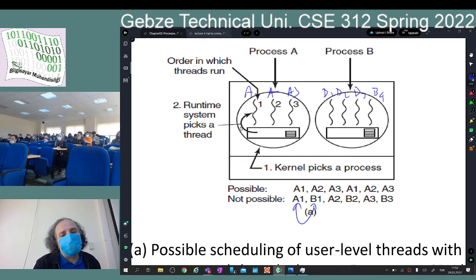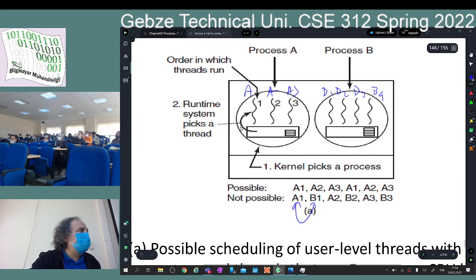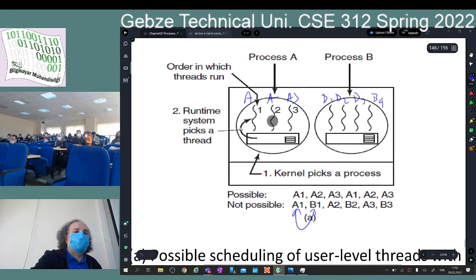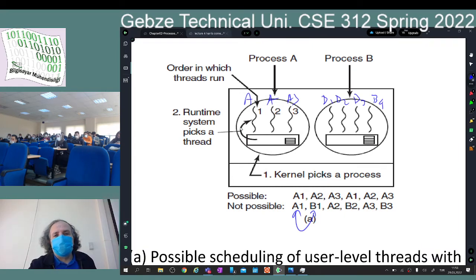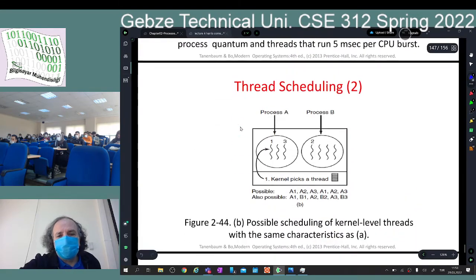It's a good thing, but there are problems with this kind of approach. If A1 blocks, the rest of them will block. That's not a good thing. And the kernel, well, if I have multiple CPUs on my computer, I cannot run A1 on CPU 1, CPU 2, and CPU 3, right? That will be a problem. We already know about those.